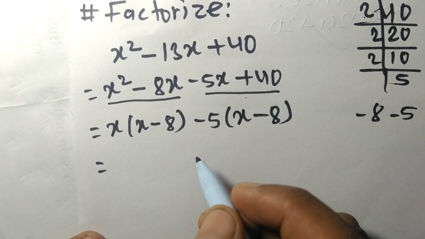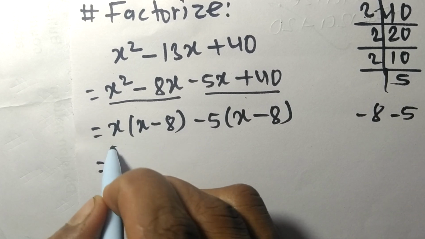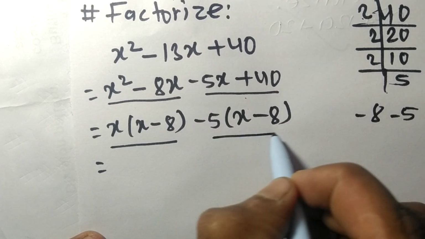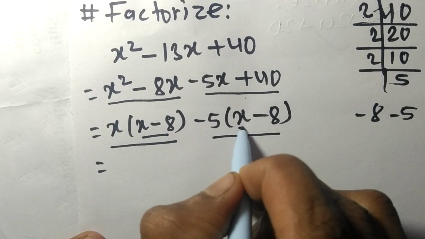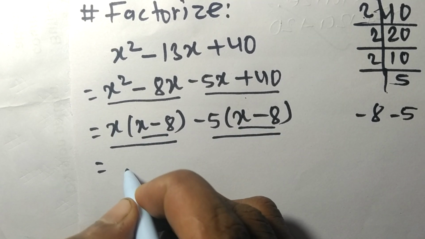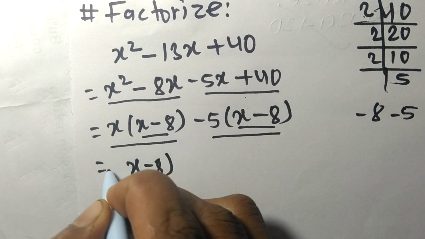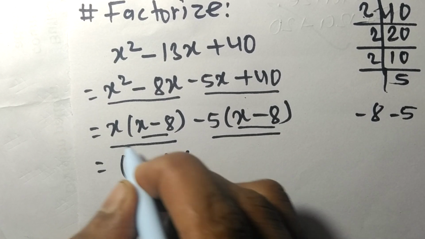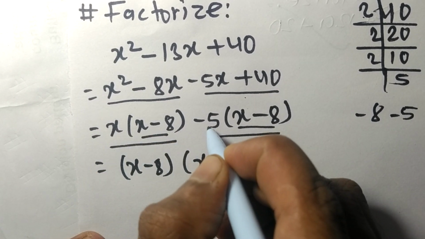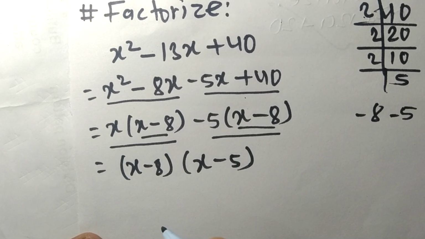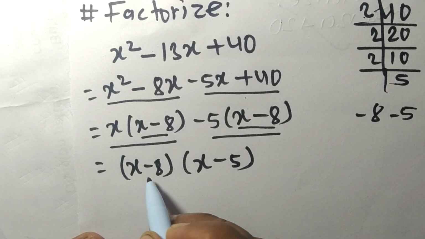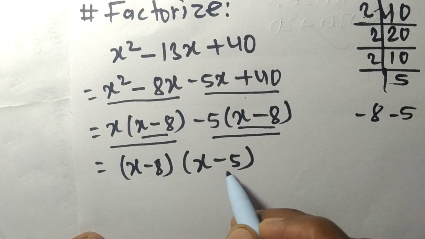So now we again find the common in the first expression and last expression. So both contain x minus 8. So the common here is x minus 8. So the remainder in the first is x, in the last minus 5. So the required factors are x minus 8 and x minus 5.